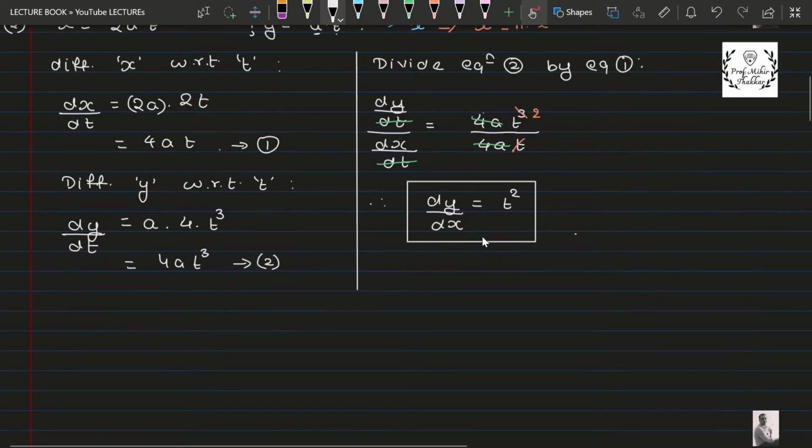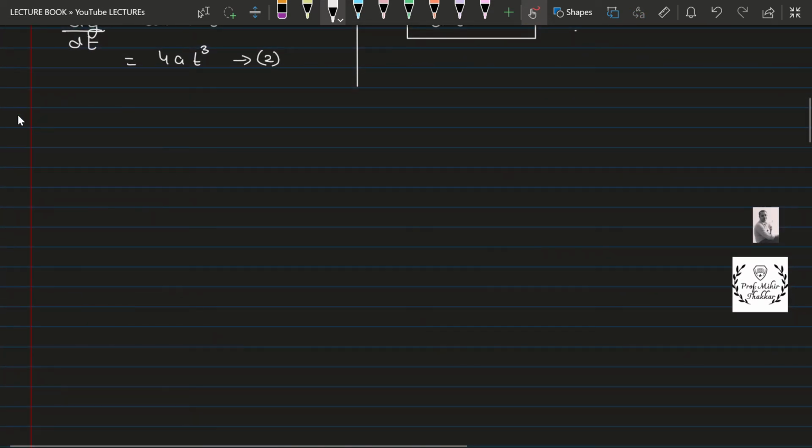So that is the answer for your sum number 2 of question 1. Now let us understand sum number 3. You are having a very simple question. x is equal to e to the power 3t and y is equal to e to the power 4t plus 5. Now we observe that x and y both are expressed in terms of t once again.